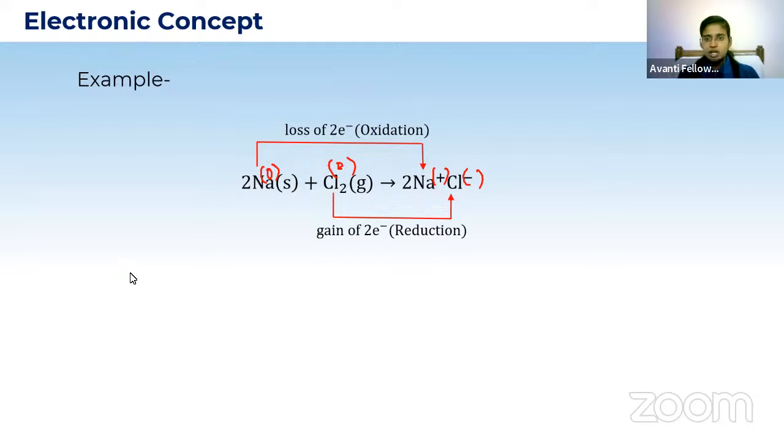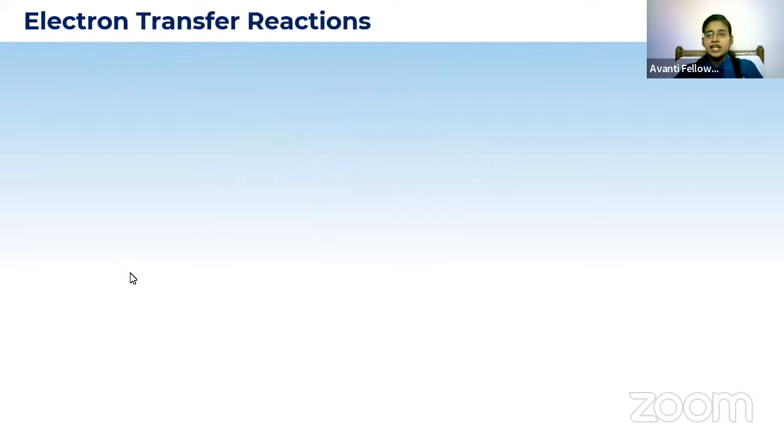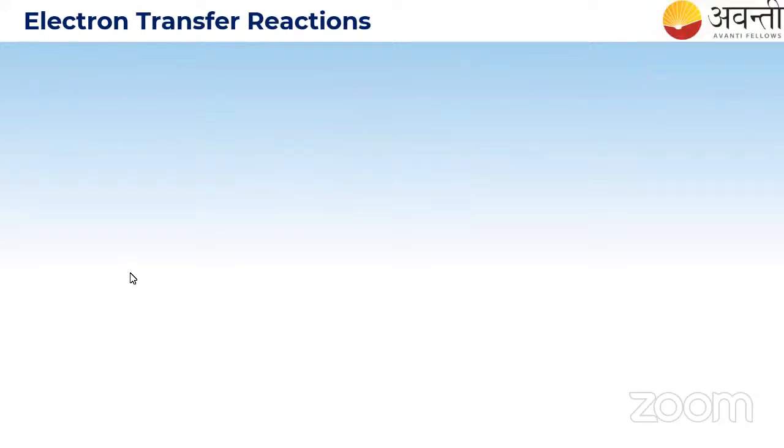Are you all able to understand? Any doubt? Shall we go ahead with the next set of concepts? So this is all about the definitions according to the classical and electronic concepts for both oxidation and reduction. Now let us do some electron transfer reactions.